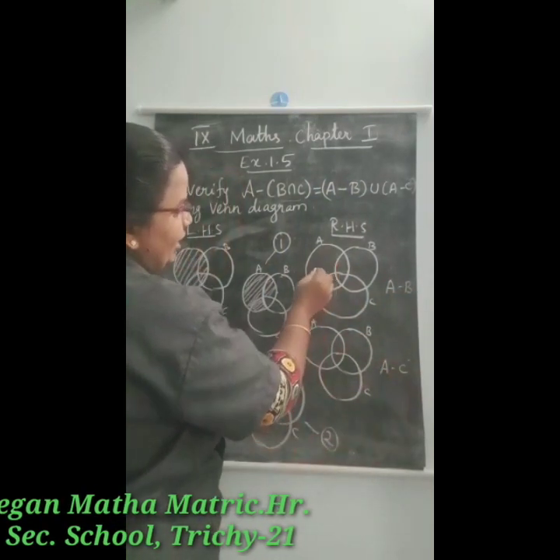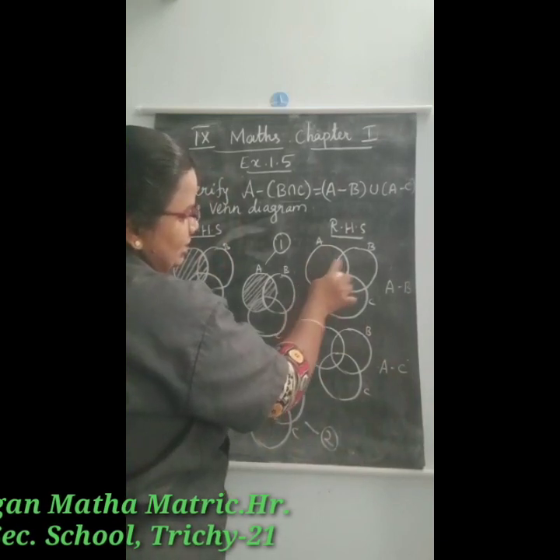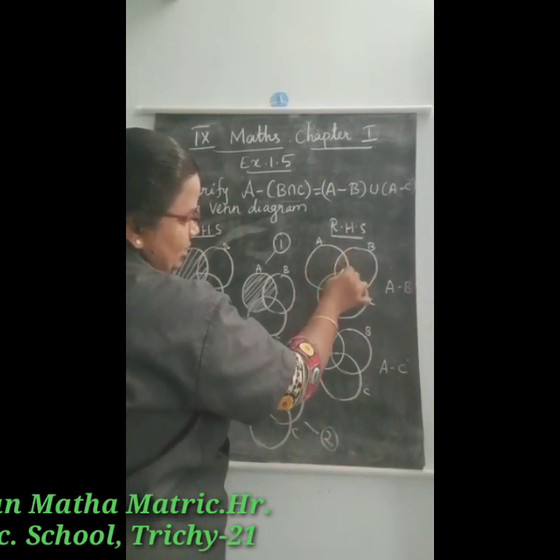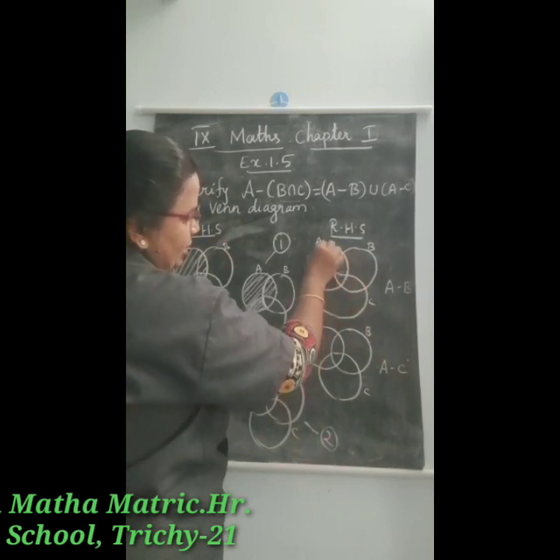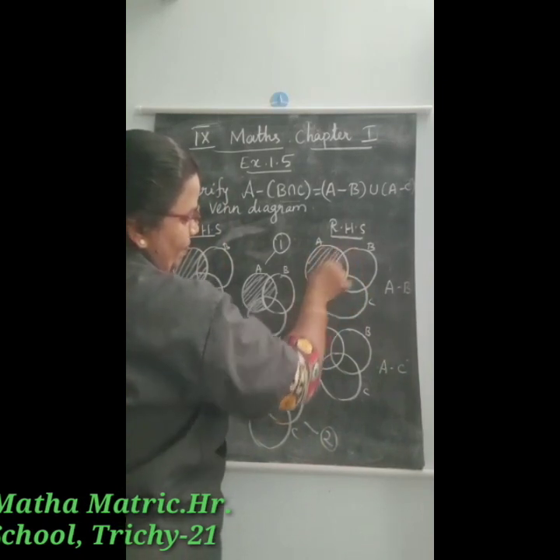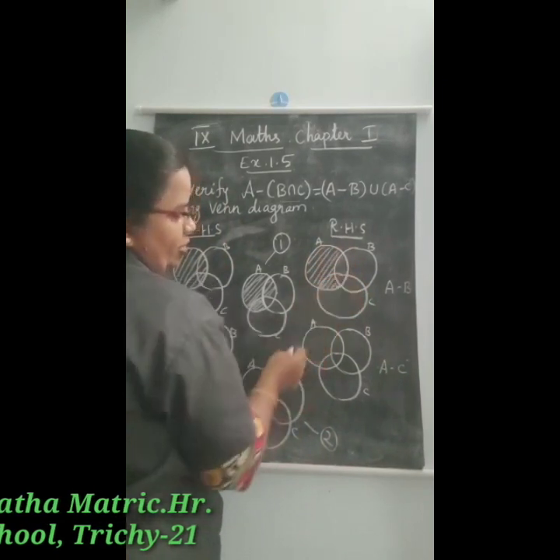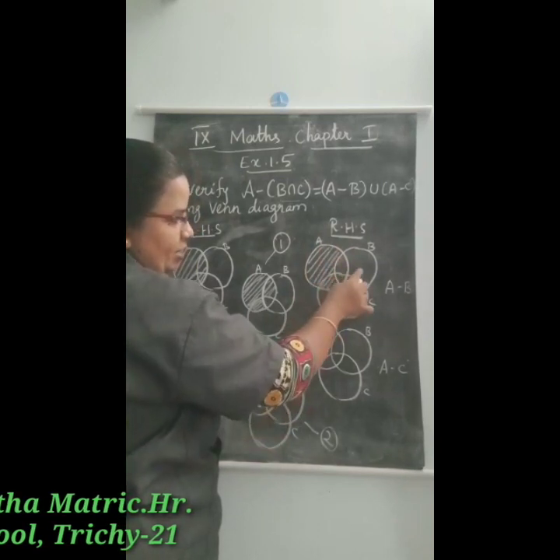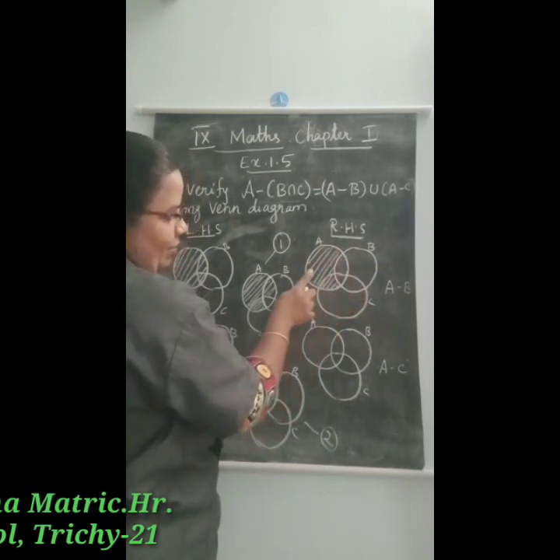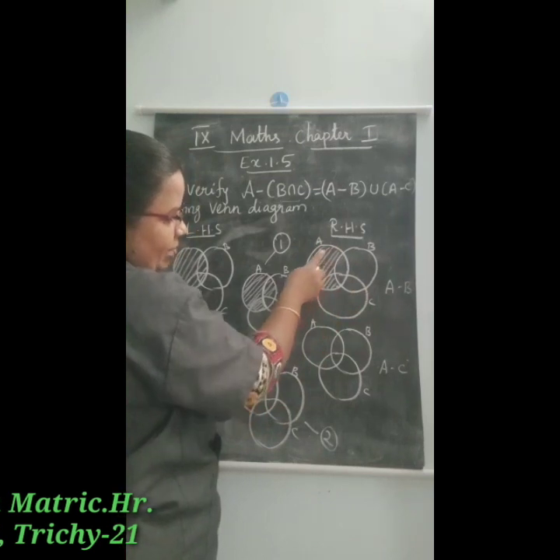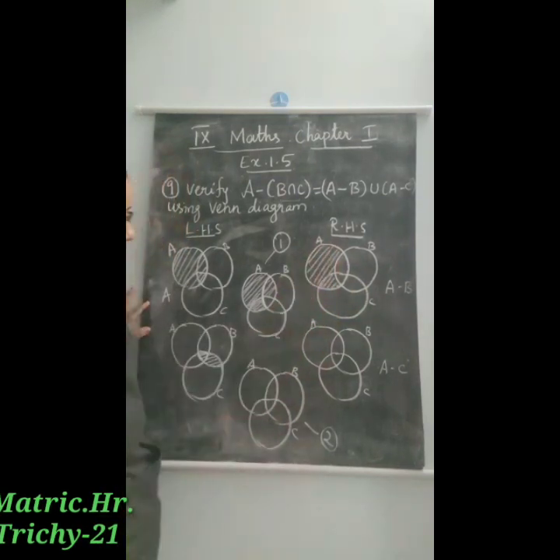So, you have to take A difference B. What is the AB common term? This term is common. So, except this common term, you have to shade this one. Can you understand, students? This is the common term for A and B. Except this common part, you have to shade the remaining portions.